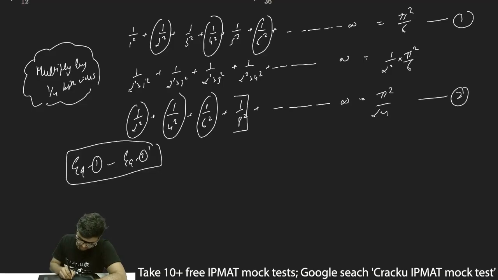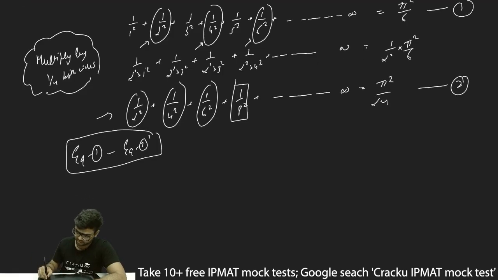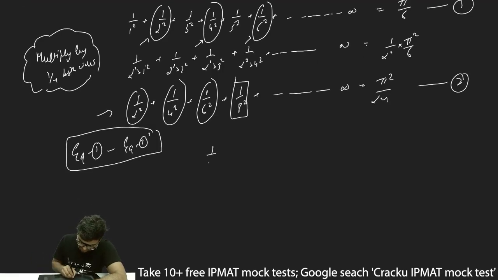Similarly, there will be 1 by 7 square plus 1 by 8 square, and the 1 by 8 square will also be cancelled. So all the terms which have even squared denominators will be eliminated, because if I am doing equation 1 minus equation 2, all of the even square denominators are there in equation 2 as well, and ultimately we will be left with 1 upon 1 square plus 1 upon 3 square, that is all the odd square denominators.